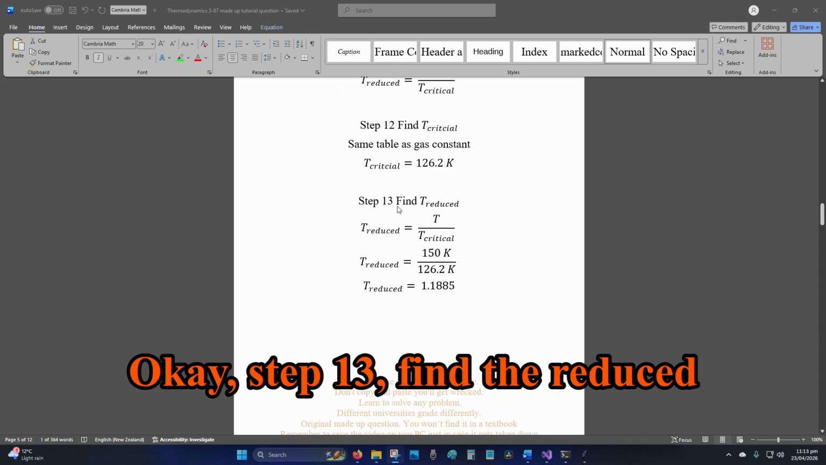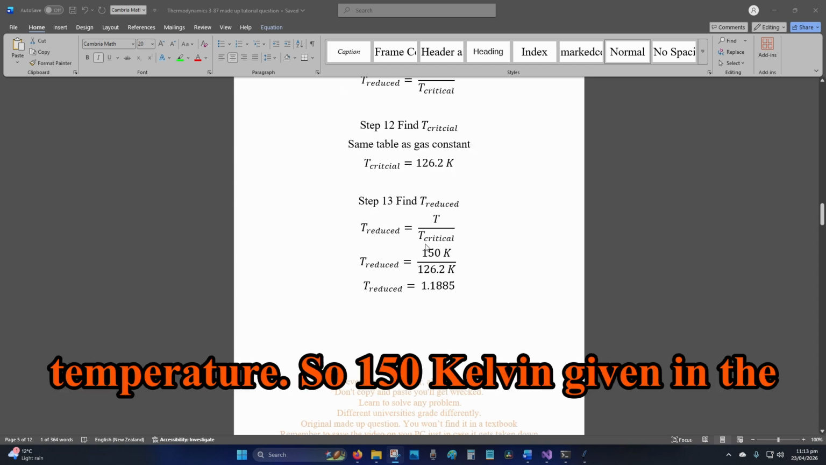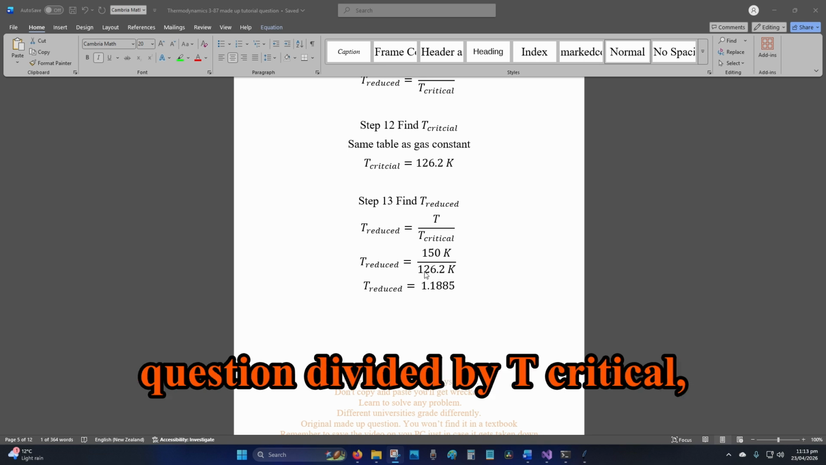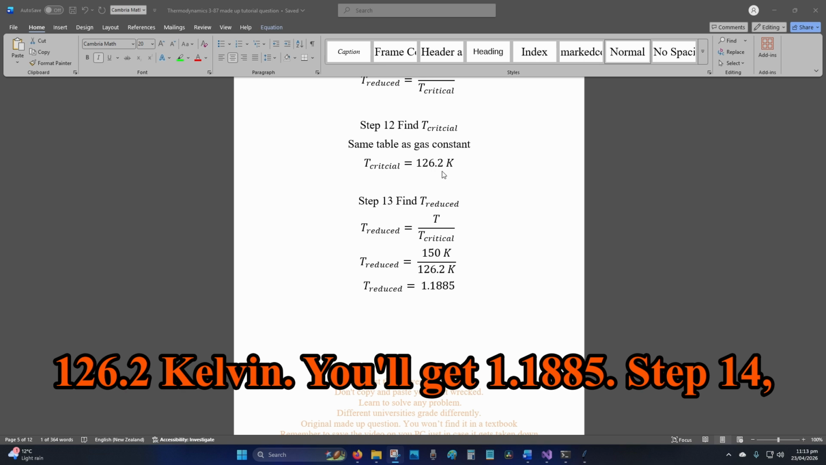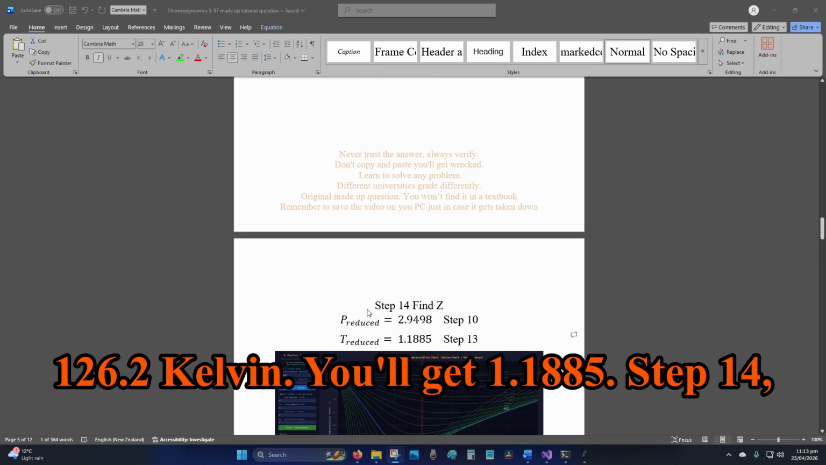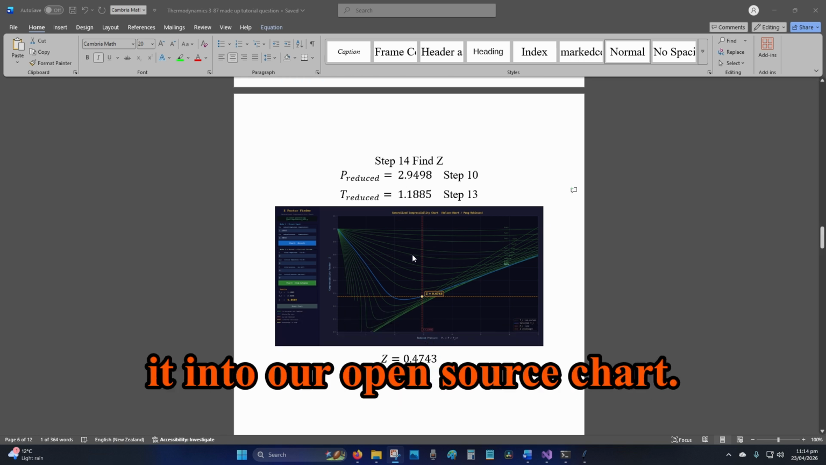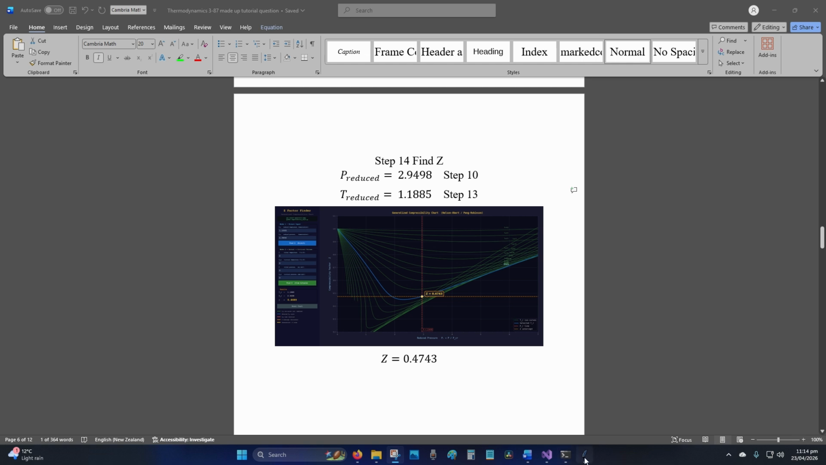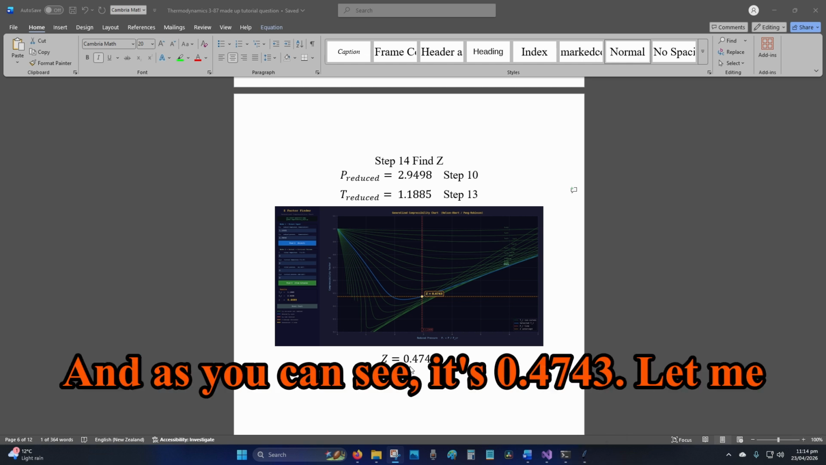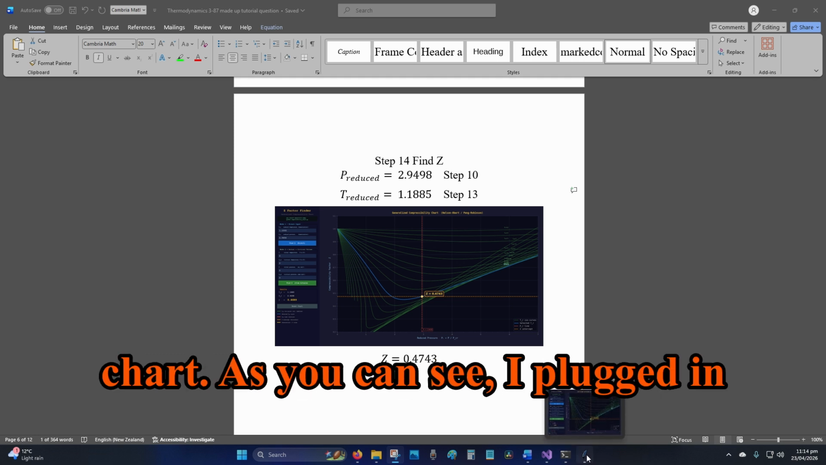Okay, step 13, find the reduced temperature. So 150 Kelvin given in the question divided by T critical, 126.2 Kelvin. You'll get 1.1885. Step 14, find the Z. So now we plug it into our open source chart. And as you can see, it's 0.4743. Let me just open up the Python chart.